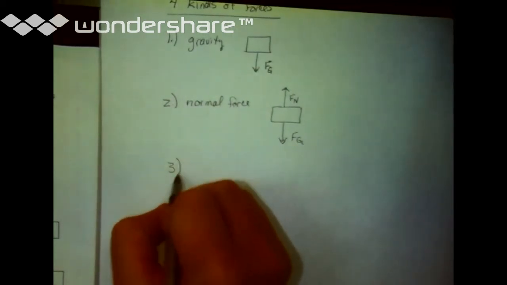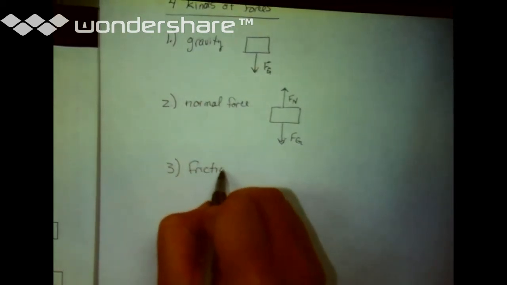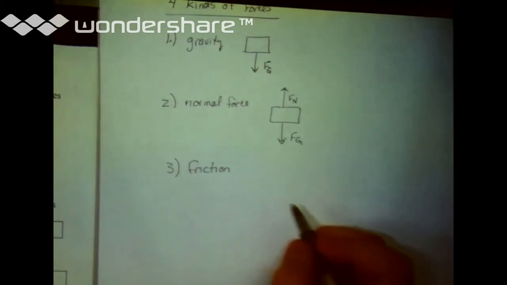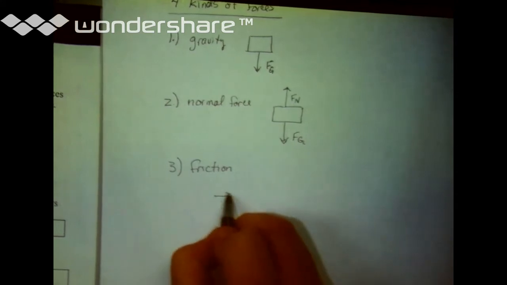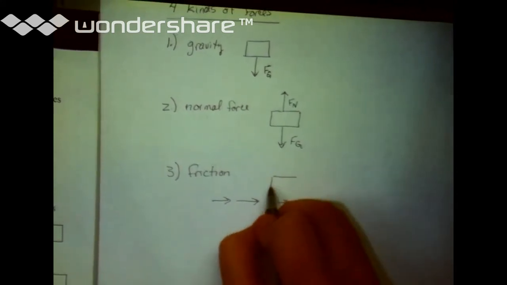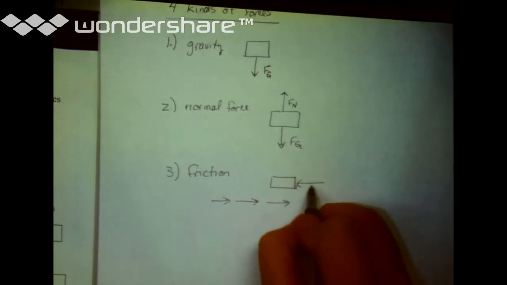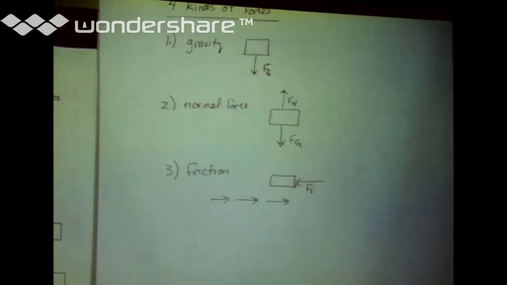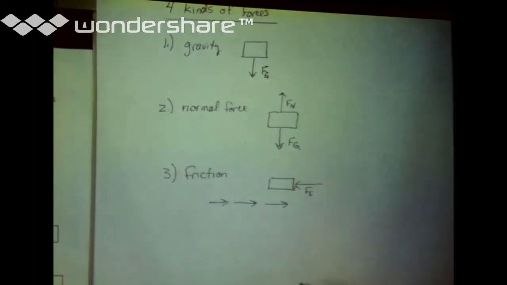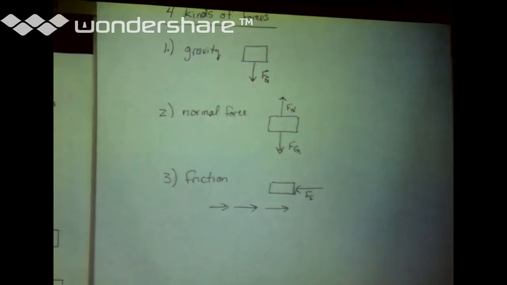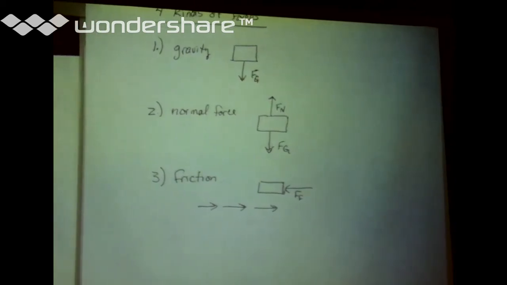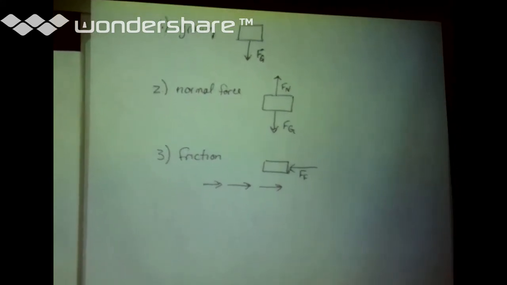Third one is friction. Now friction is always acting on a moving object. So only when the object is in motion do we have friction. And friction is always going to be opposite our motion. So F sub F there. So direction is always going to be opposite. So if an object is moving to the right, friction is acting to the left. So draw in the force vector for friction causing the motion here.